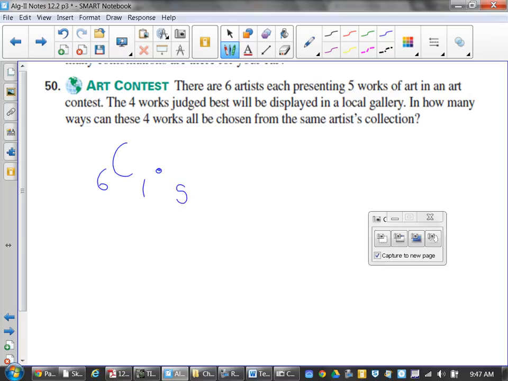Wait, I thought it was saying 4 works, like there could be 4 works from different artists. If you read it, they're saying there are 6 artists, 5 works of art in an art contest. The 4 works judged best will be displayed in the local gallery. How many ways can these 4 works be chosen from the same artist's collection? So you have to first isolate the artist, and then build out from there.